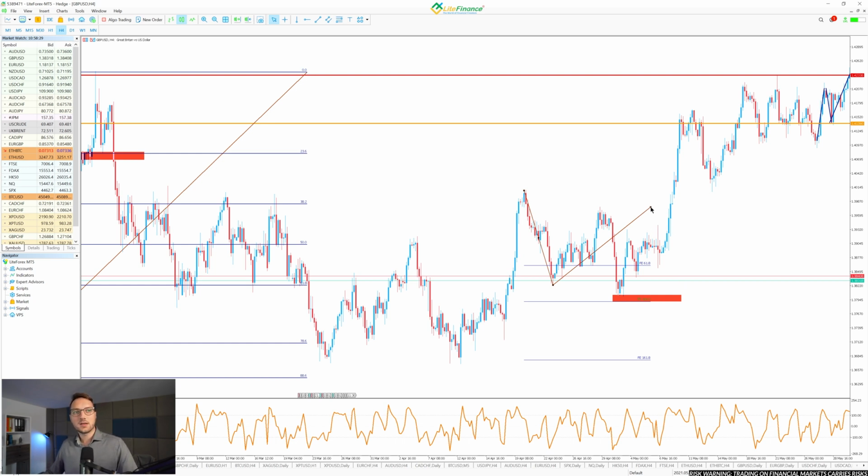But the key is how to determine where to use it. So we need to have a straight correction, which is the AB equals CD pattern and stuff like that. So we are using the measurement FE100. We are not trying to catch this move, but we are trying to catch a bigger move from here. When the formation is completed, it shows us the moment where we could enter the market.